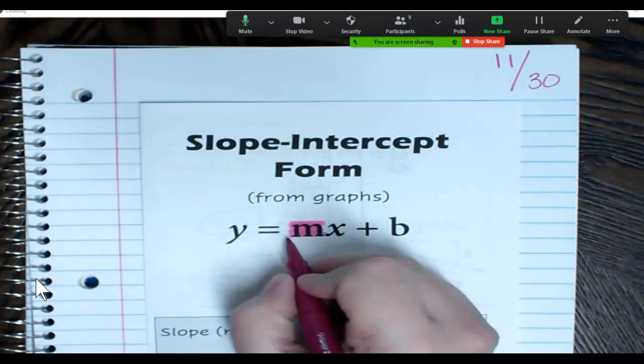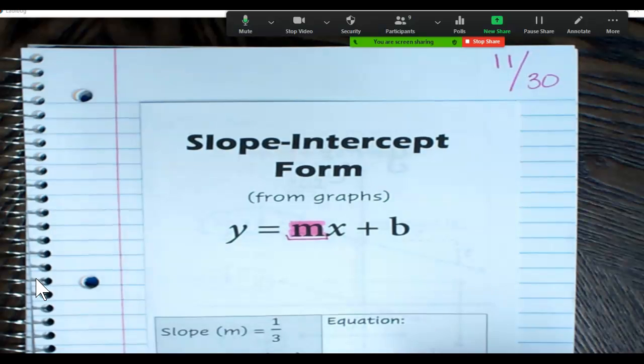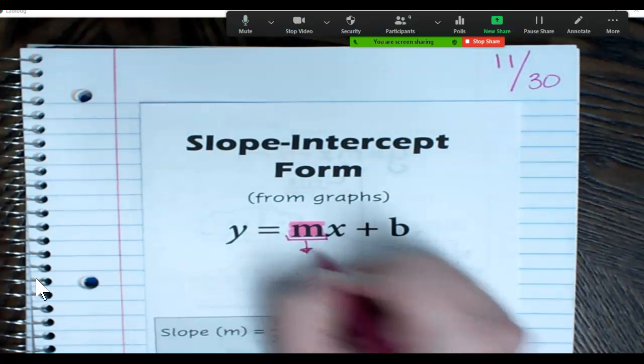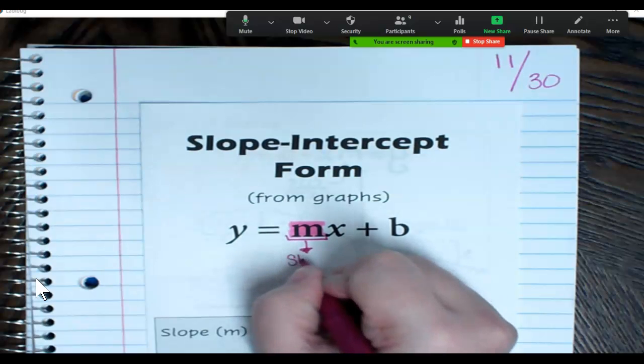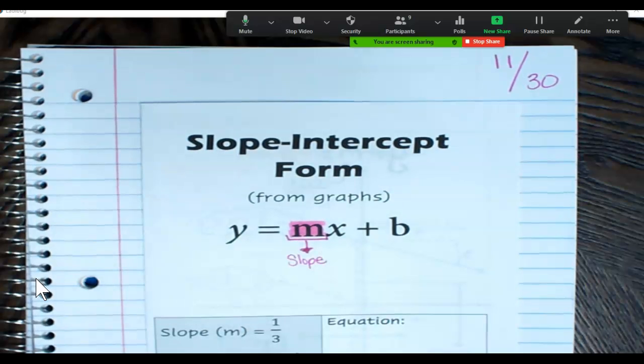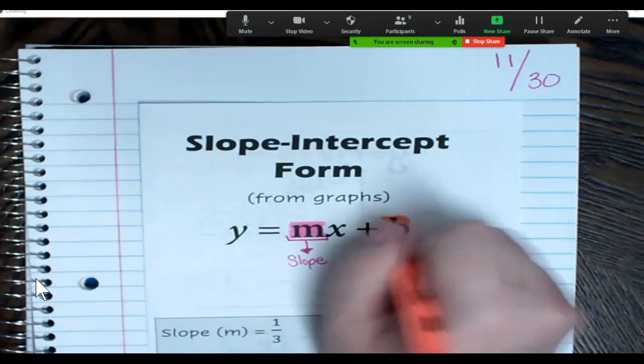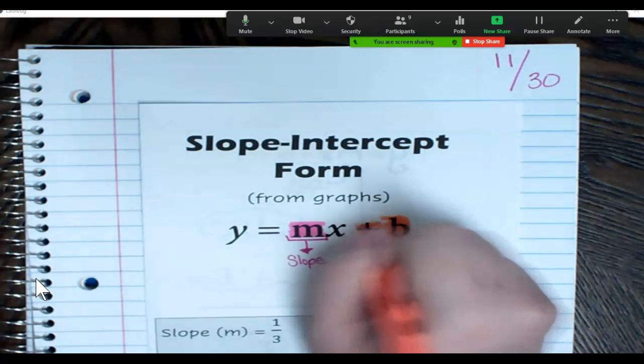Does anybody remember from us talking a little bit in our last unit, what does m represent? Slope. You remember I told you in the last unit, m represents slope, and it would show up in this unit. Ta-da! There it is. M represents slope. Now, the other variable we have is this b. We can even include the little plus b here.